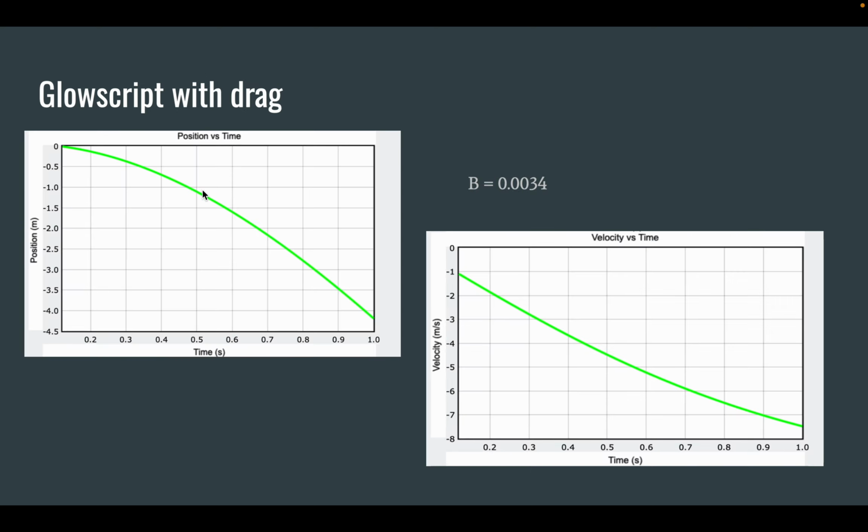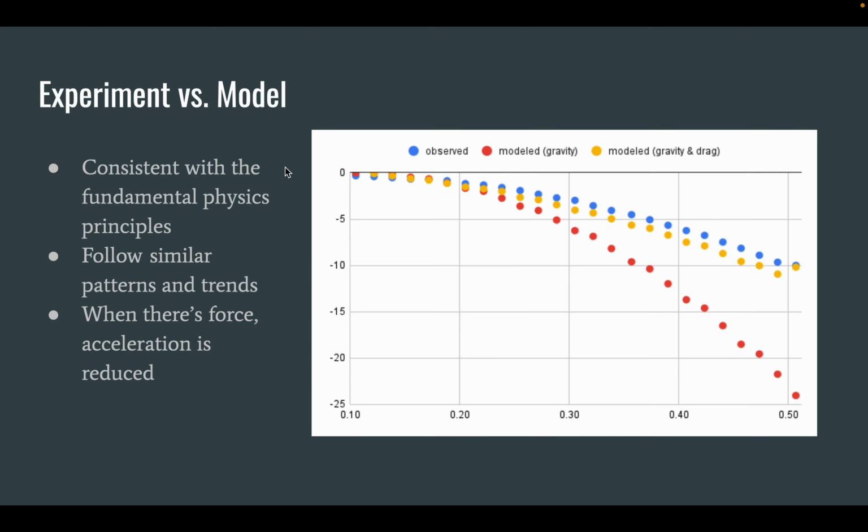Here we see that our GlowScript with the drag increases a little bit more exponentially, and there's more of a curve to it, with our B being 0.0034. So here, once we actually compare and contrast the experiment versus the model, we see that the model with drag is actually a lot closer to the observed because the observed actually did have drag, and the model without drag and just gravity falls at a faster rate.